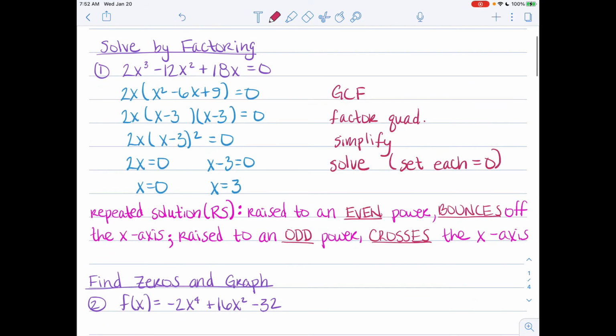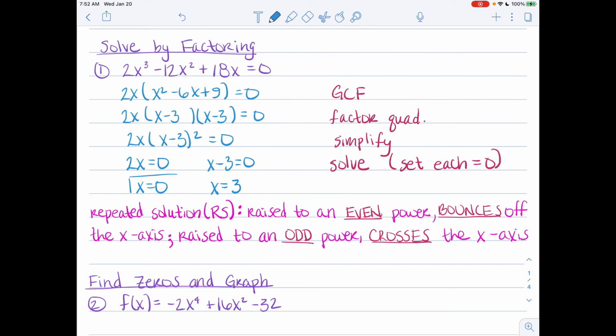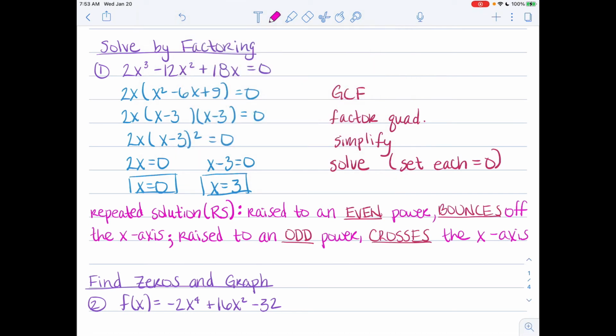Now, we had what's called a repeated solution. This x equals 3 actually happened twice because I had an x minus 3 squared, or 2 x minus 3's. And there's something special about a repeated solution. It tells us something about what happens on the graph.